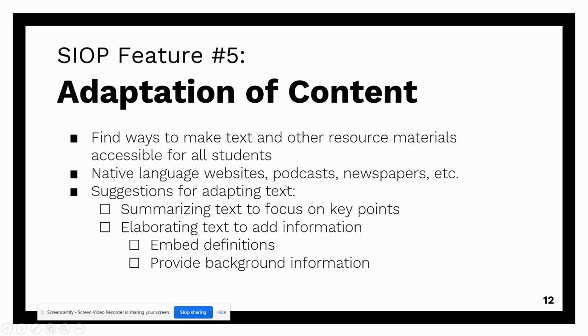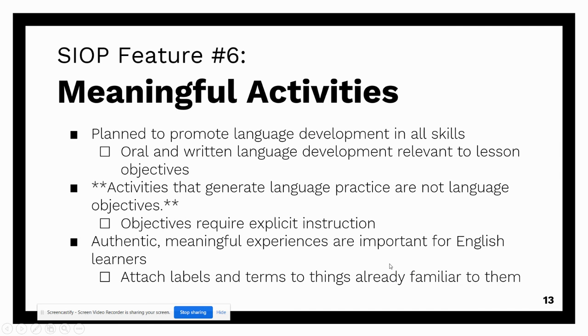And then I know students on their own are using more Google Translate because that's helpful. But sometimes translating large pieces of text is also very overwhelming. That's why I like summarizing on my own and providing them this text that I've created, or creating some sort of outline, which has worked really well in the past. The sixth feature then is the activities, those meaningful activities we're doing in class. We want to make sure they're planned to promote language development in all skills. That means oral and written language development that's relevant and necessary for the language objectives and the content objectives.